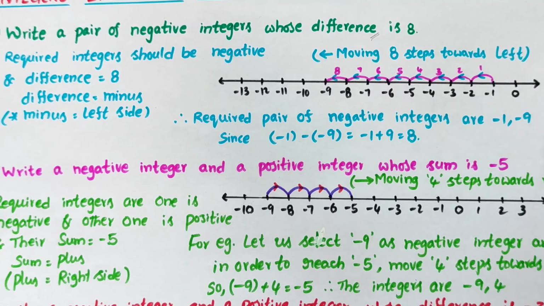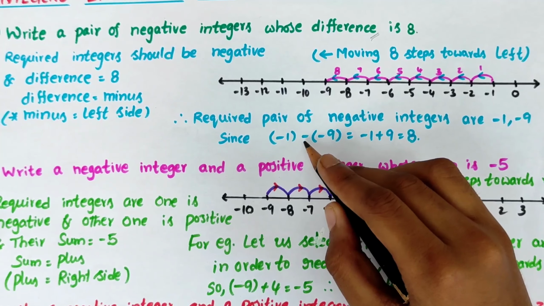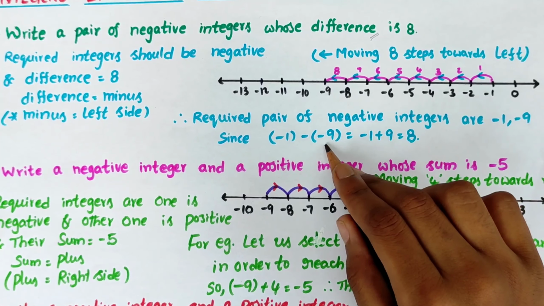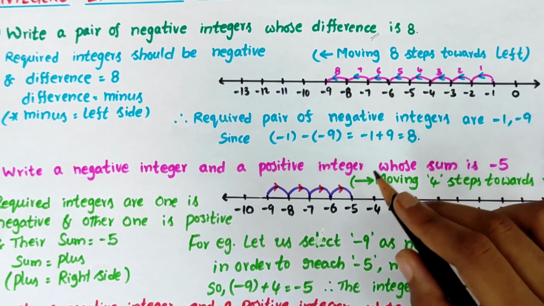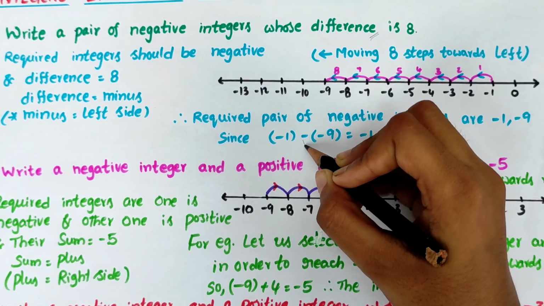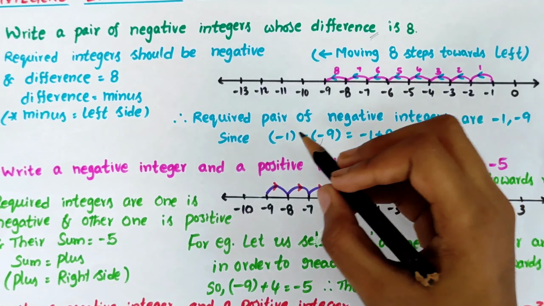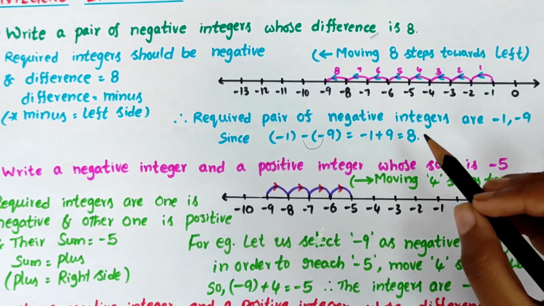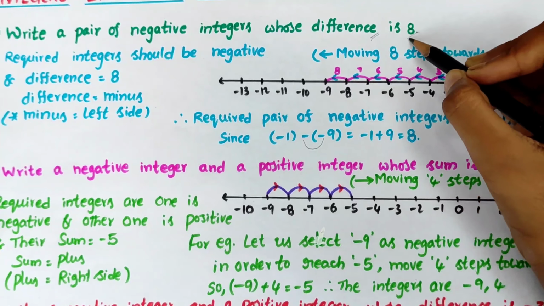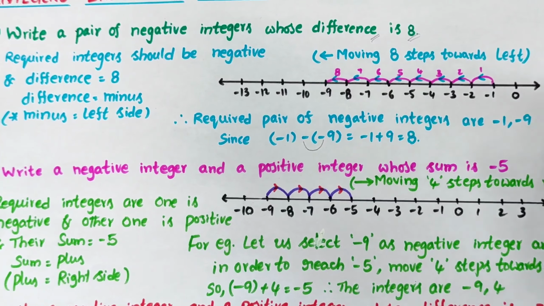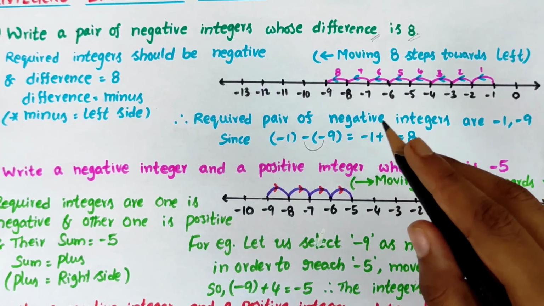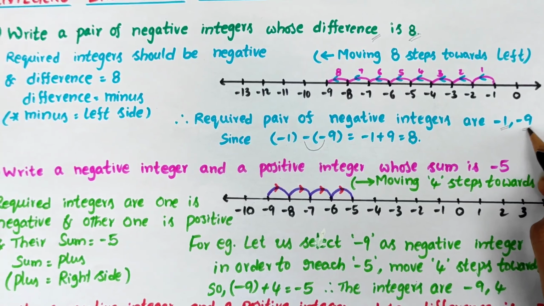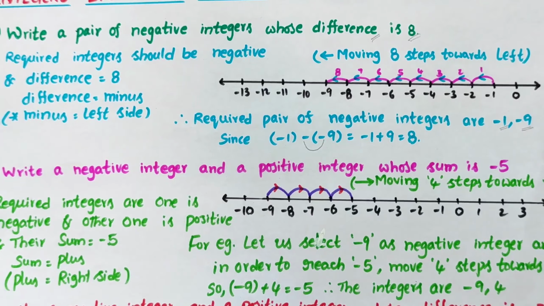Since minus 1, minus is difference here, you can see minus. Since minus 1 minus of minus 9 is equal to minus 1 plus 9. See, a minus into minus is plus. So minus 1 minus into minus, that is plus. Minus 1 plus 9 is equal to 8. So we have reached the target, that is 8. So we have to move 8 steps and the required negative integers are minus 1 and minus 9. Is it clear, friends?